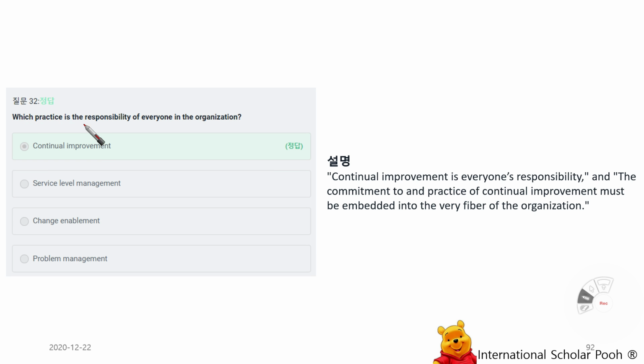Which practice is the responsibility of everyone in the organization? Continual improvement. Continual improvement is everyone's responsibility, and the commitment to the practice of continual improvement must be embedded into the very fiber of the organization.